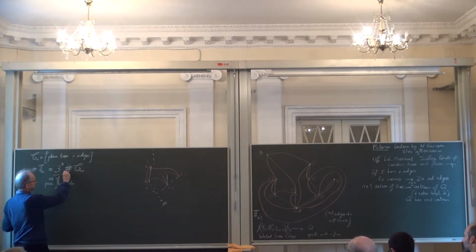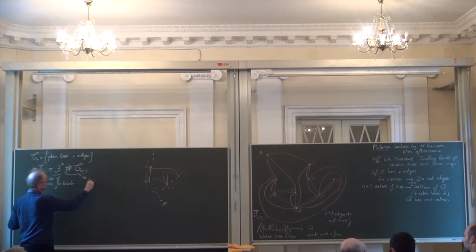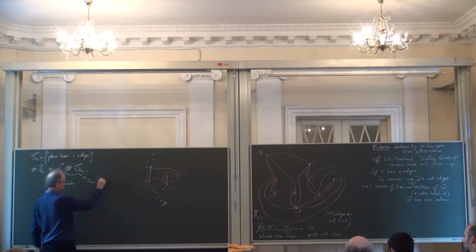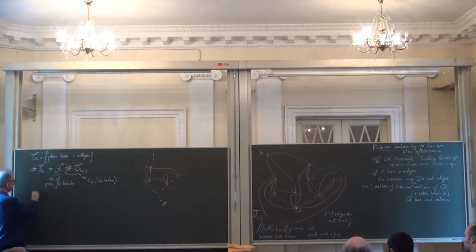And now, it's a very classical fact that the number of plane trees is equal to the Catalan number of order n. So you get this formula.